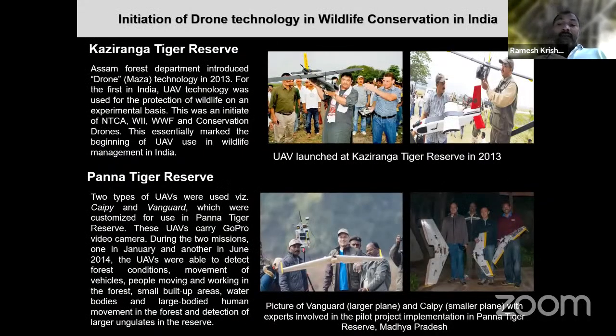But for the first time in India, it was in 2013. Kaziranga Tiger Reserve was the one to use the drone formally. You can see the forest minister. We had a group called Conservation Drone, Wildlife Institute, National Tiger Conservation Authority, WWF. Everybody joined hands together, and this was launched in 2013. Then it was followed up with Panna Tiger Reserve, where we implemented a project under the NTCA platform.